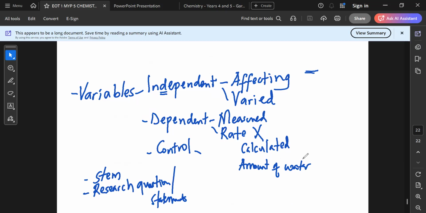So this becomes controlled because if we use different amounts of water, it could affect your results. Therefore, what you are investigating would be wrong. You must keep the amount of water the same. Could you guess what else could we keep the same in our experiment of investigating the effect of temperature on diffusion?